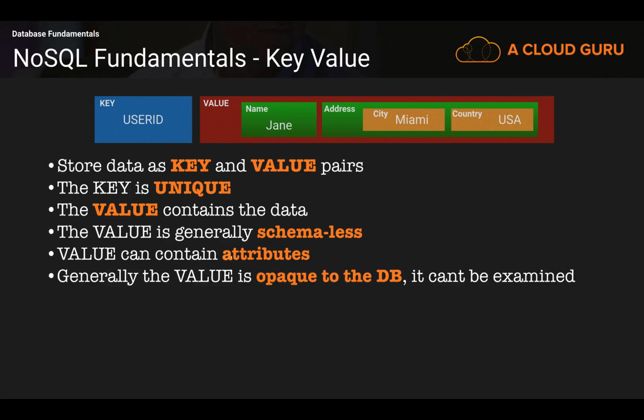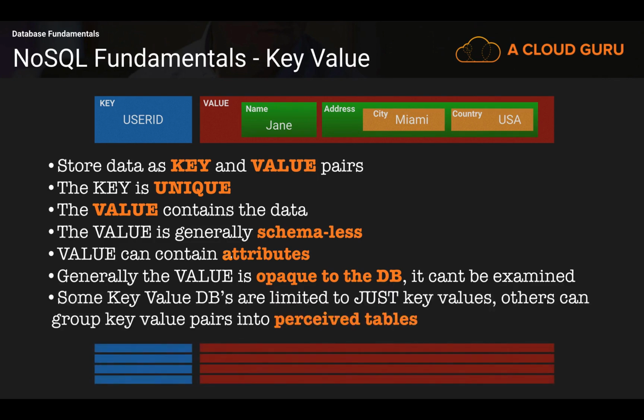Attributes can be simple, such as integers, strings, or booleans, and some have extended this to support more complex types, such as lists or arrays, while some can store even more complex types, such as nested structures, and this again blurs the lines between key value and document database types, which we'll discuss next. Some key value databases are limited to just key values, while others have evolved the ability to group key value pairs into perceived tables where the contents of the value block become the row attributes for the key.